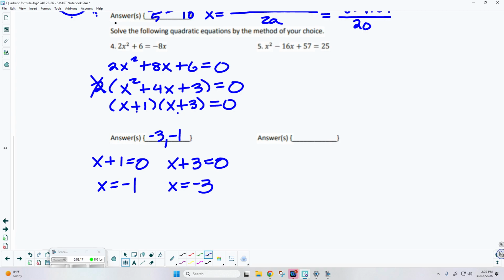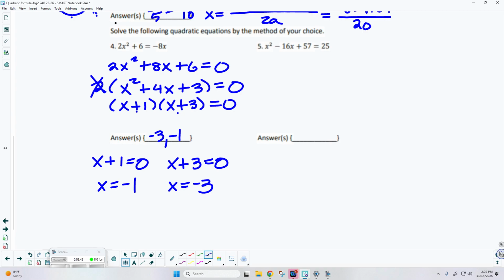So for this one, because we were just recently talking about quadratic formula, and that's the assignment that's due today, I'm going to go ahead and do this with the formula. Okay, so x squared minus 16x plus 57 equals 25. Now the quadratic formula, just like factoring, it has to equal 0. So I'm going to go ahead and subtract the 25 over.